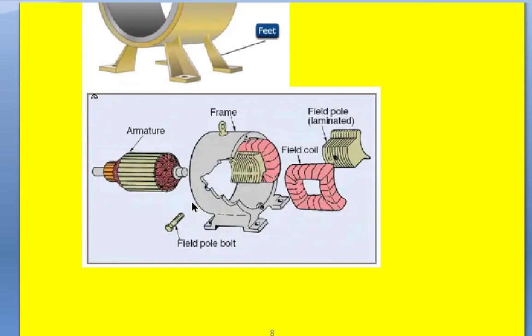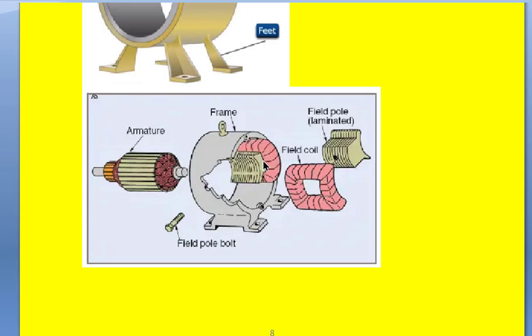If we further open it properly, we find armature means it is like this. This is the shaft, and over the shaft there is a commutator, and just besides that there is an armature core, and in the armature core there are slots. In these slots armature winding is placed, that we can see here, windings. This is the other end of the shaft.